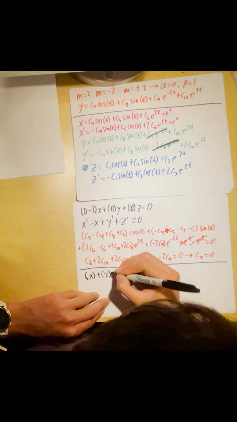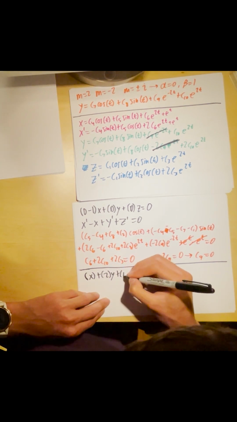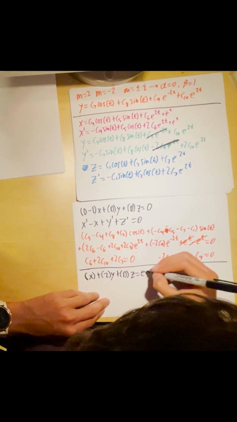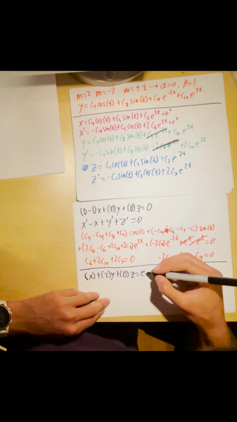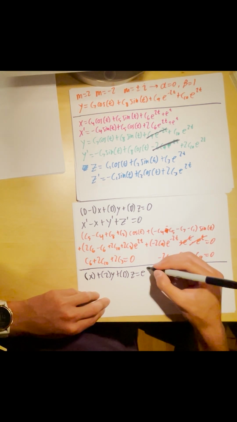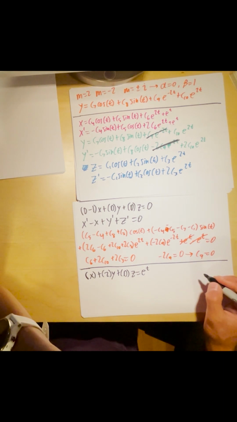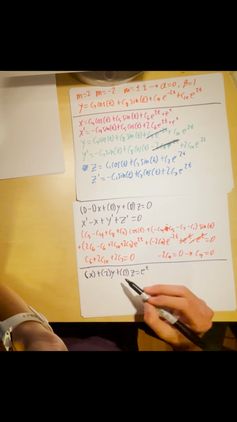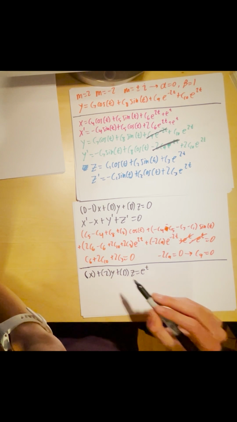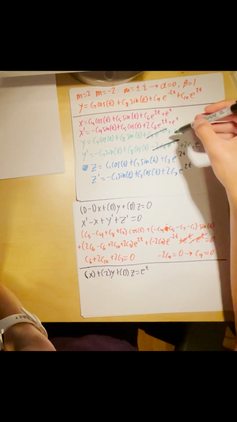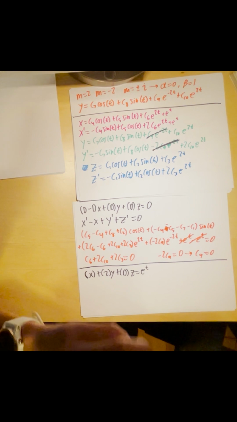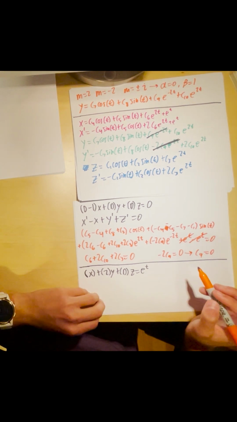x plus 2y plus dz equals e to the t. And I'm going to do the same method I did here. This time I have to be careful. Every time I add something with a y, I just have to put a coefficient of 2 in front of it. I'm going to be going through in the same manner.